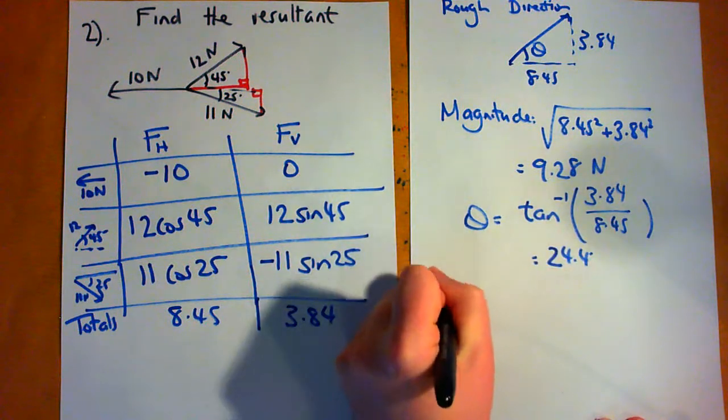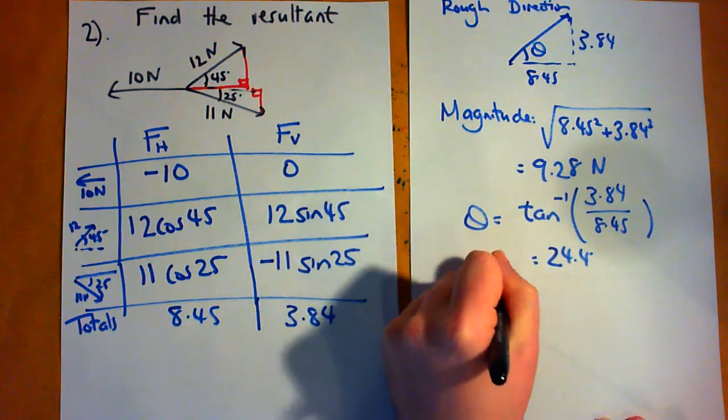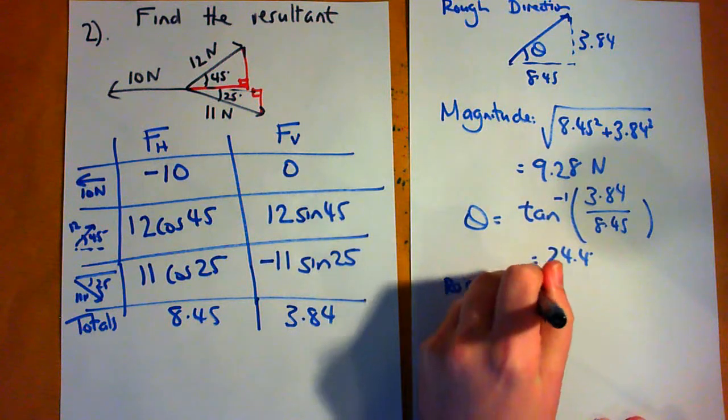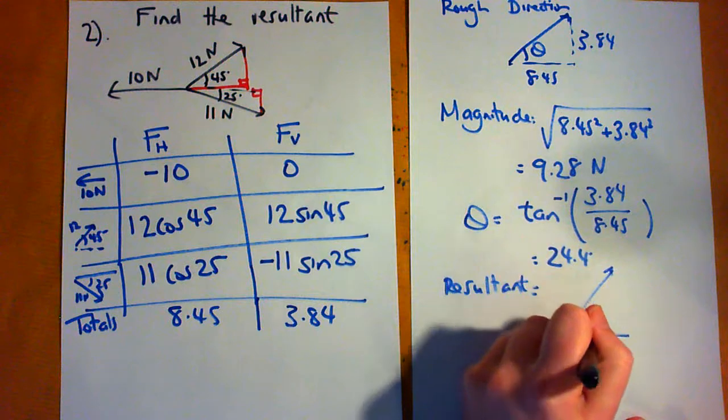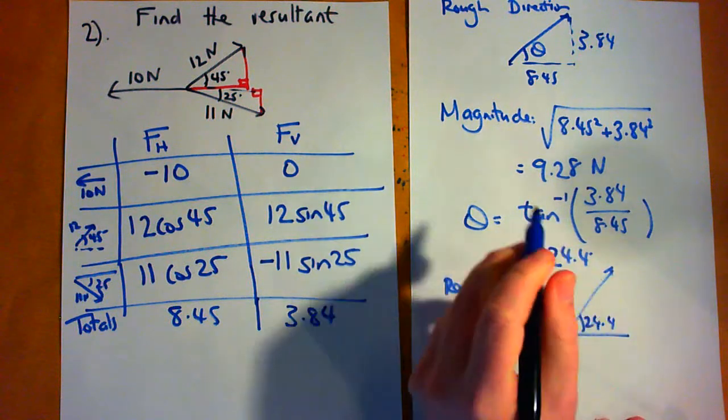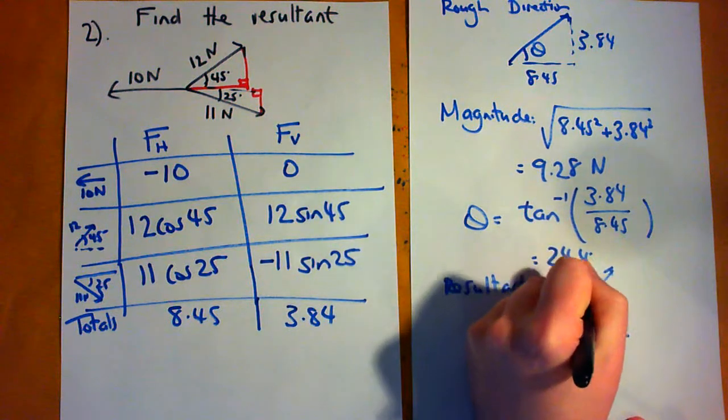So our resultant, which is the answer, is going to be, we've got a 24.4 degree angle, and the size was 9.28 newtons.